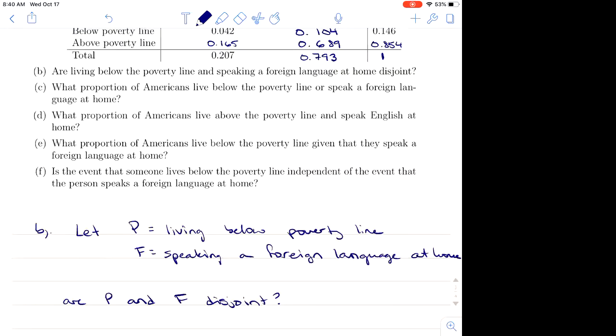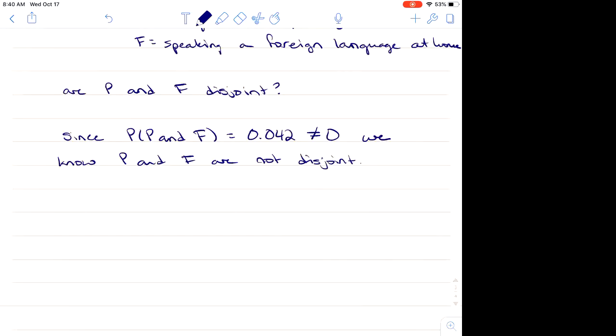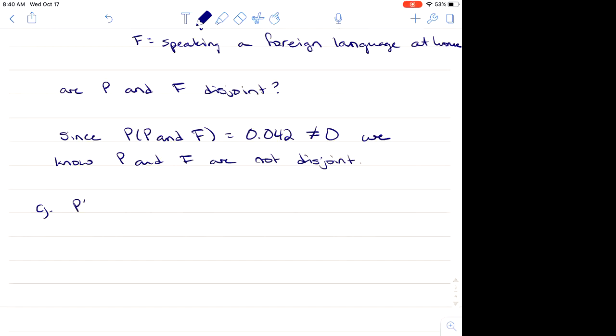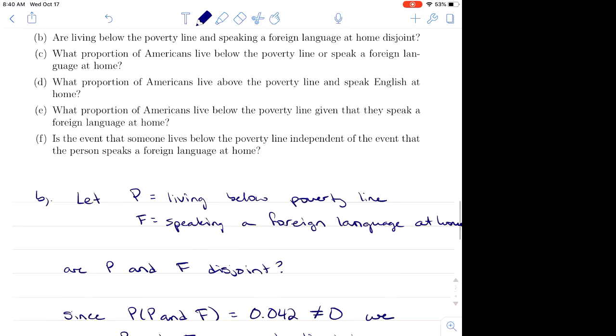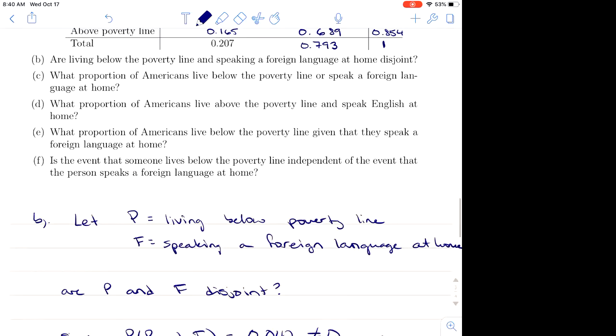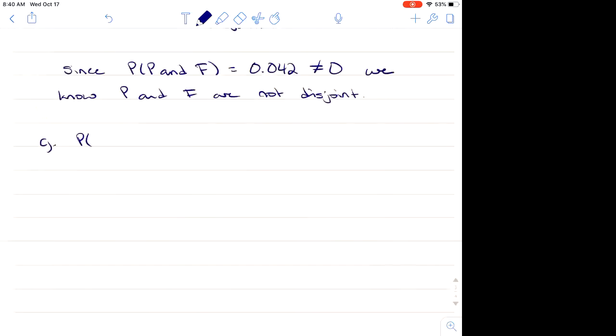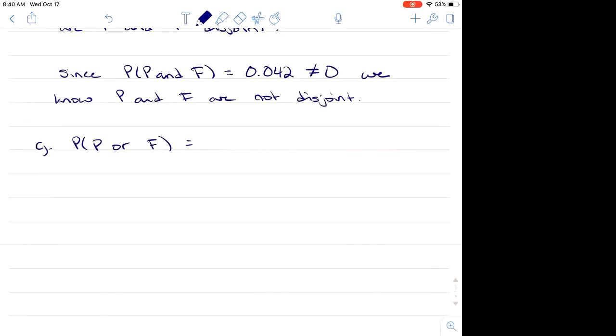Part C, what proportion of Americans live below the poverty line or speak a foreign language at home? So this is like the assignment. Probability of below the poverty line or speak a foreign language at home. So P or F, right, just like the assignment. You don't have to use the formula. You could use the table, and I'll show you how in a sec. But that's the probability of P plus the probability of F minus the probability of P and F.